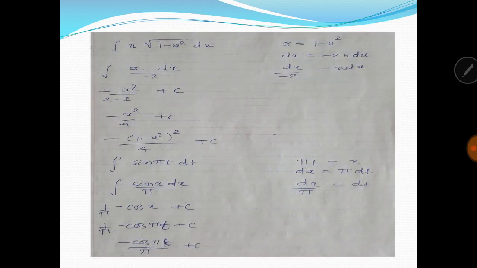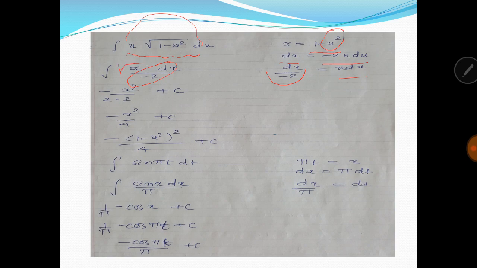This is another example where you are doing integration of u times the square root of 1 minus u square du. So you take x equal to 1 minus u square. So dx is equal to minus 2u du, because the derivative of u square is 2u. Now you divide both sides by minus 2, so you get u du is equal to dx divided by minus 2. So you have u du here, that you replace by dx divided by minus 2, and the square root of 1 minus u square you replace by the square root of x.